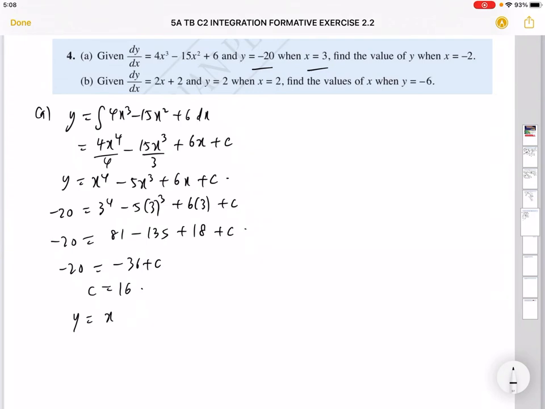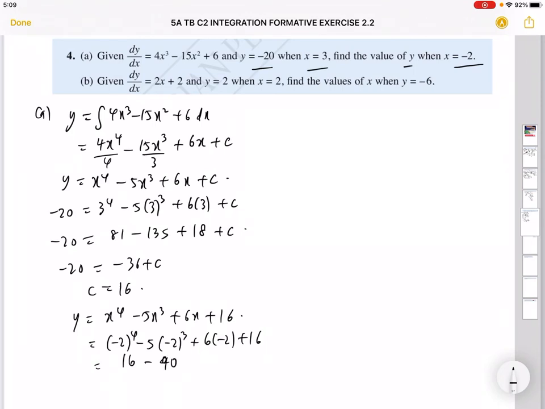So now I know my equation: x power 4 minus 5x cubed plus 6x plus 16. And to find the value of y when x is minus 2, we'll just put minus 2 inside. Yeah? So this is 5 times minus 2 power 3, 6 times minus 2, plus 16. This is positive 16. Negative 8 times 5, 40. This is a plus because negative 8. Minus 12 plus 16. Answer is just 60.